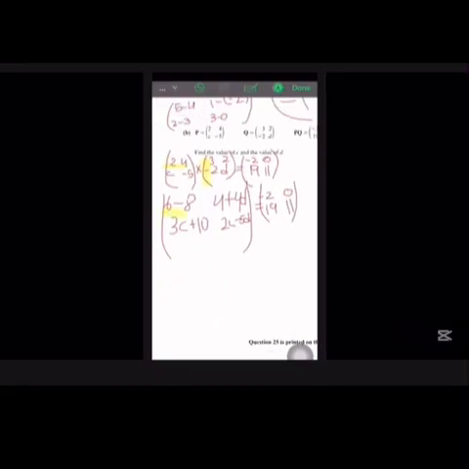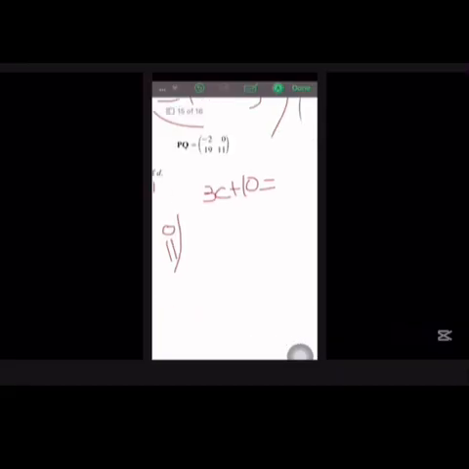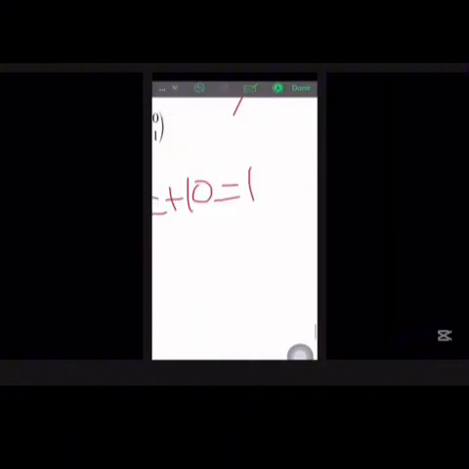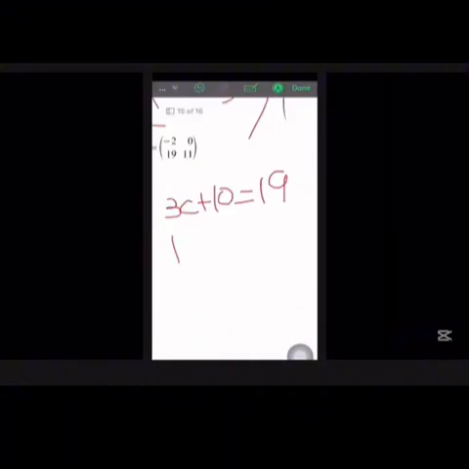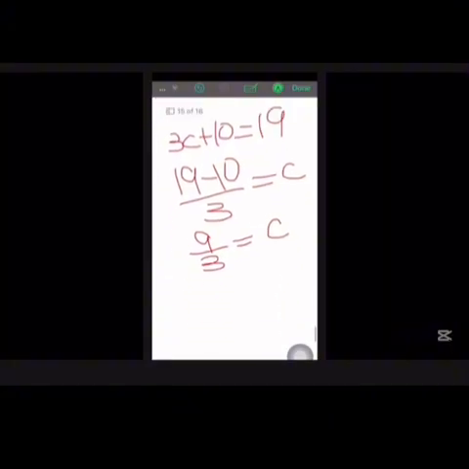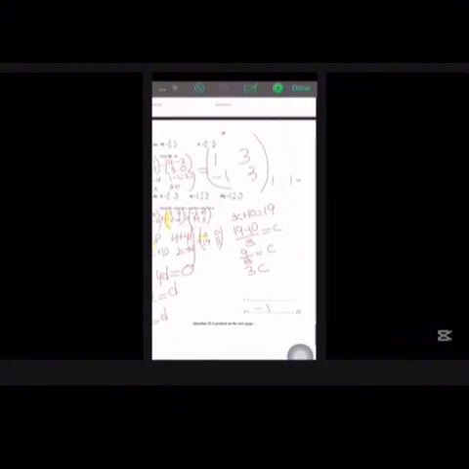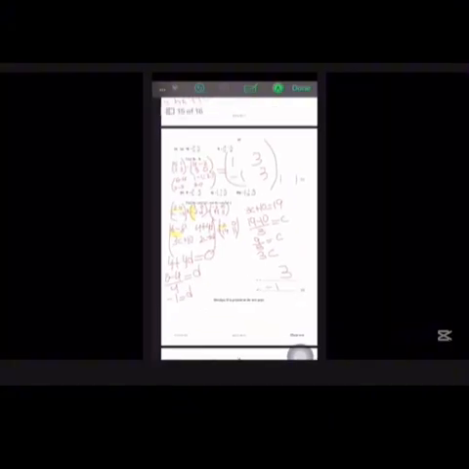So you can see here 6 minus 8 is equals to minus 2, right? But we need to solve this one, which is 4 plus 4D. 3C plus 10 is equals to 19. So it will be 19 minus 10 over 3, which will be 9 over 3. C. Answer is 3. Okay, so now we have the last question.